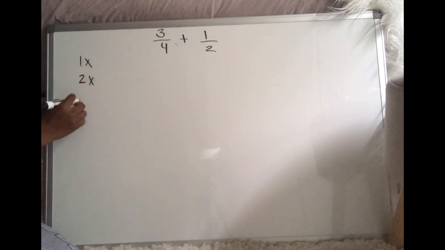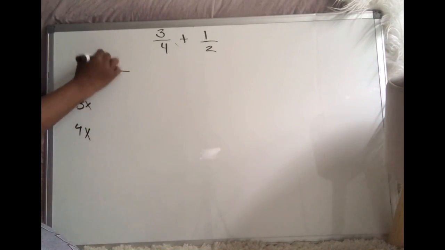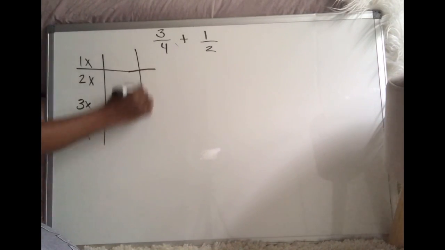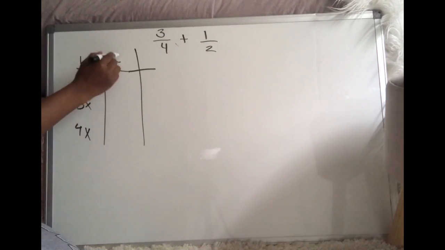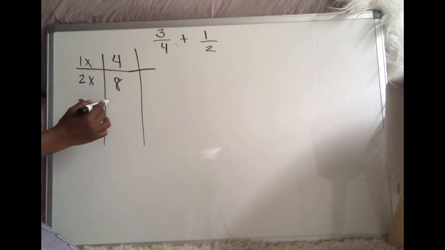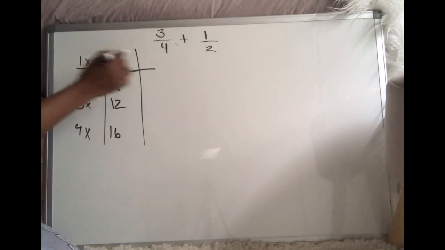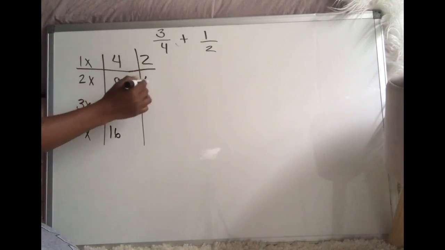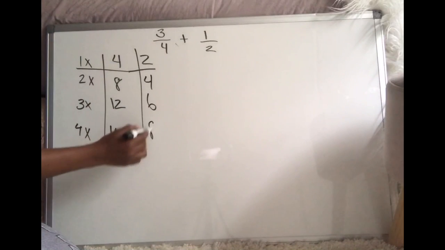If you do not know how to find the multiples, you can watch my video that I'm going to post at the end of this video. So what I like to do is first do 4 times 1, which is 4. 4 times 2 is 8. 4 times 3 is 12. And 4 times 4 is 16. 2 times 1 is 2. 2 times 2 is 4. 2 times 3 is 6. 2 times 4 is 8.